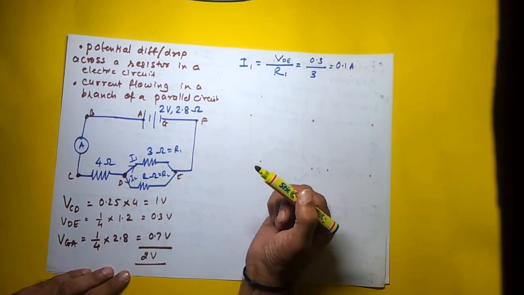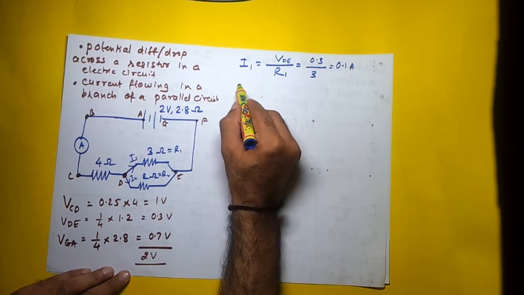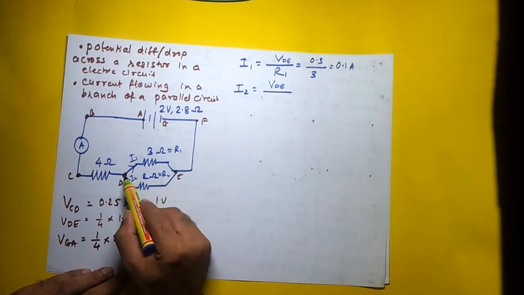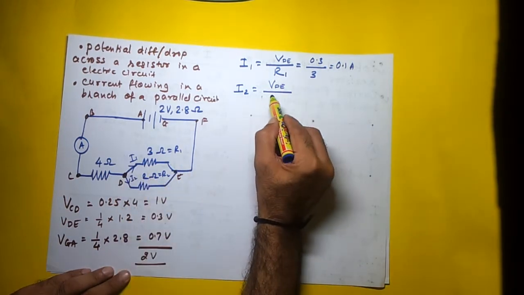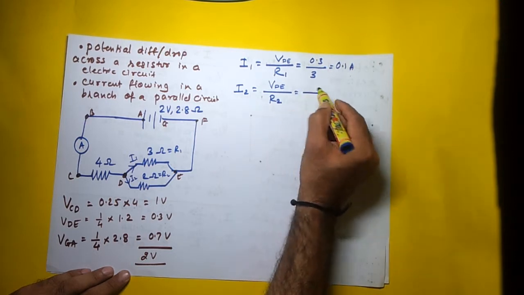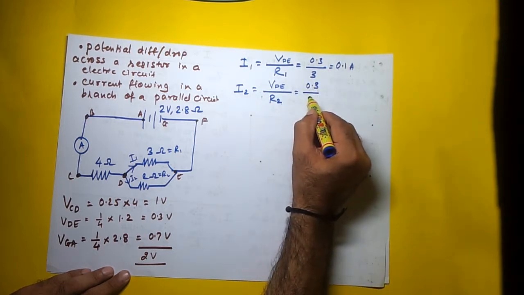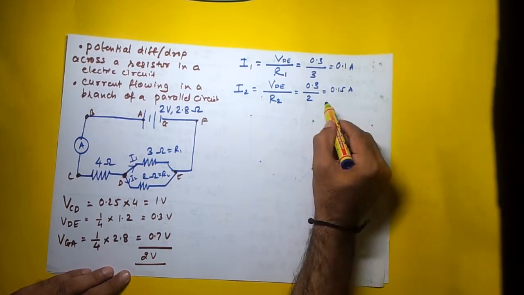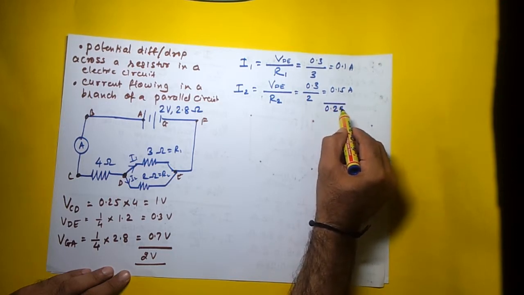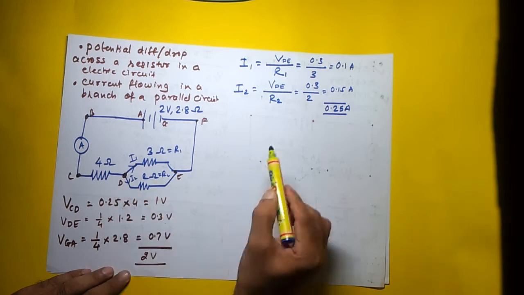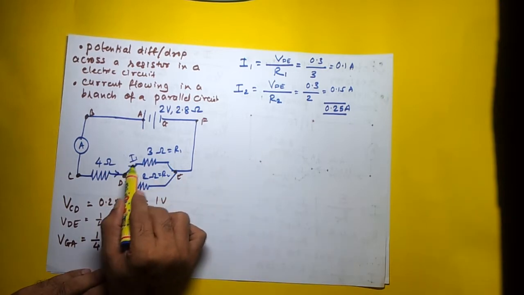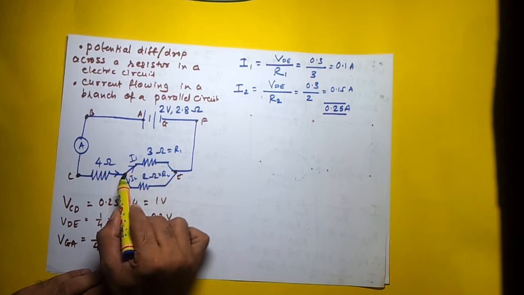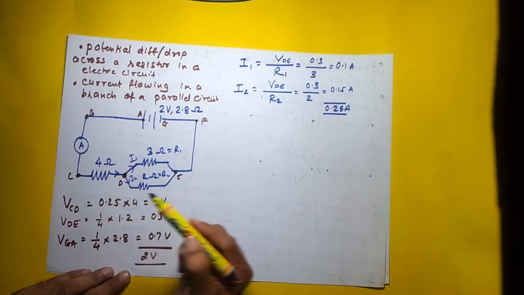That means the current flowing through the 3 ohm resistance is 0.1 ampere. Similarly, I2 will again be VDE, because the 2 ohm is a part of the DE circuit, and the resistance will be R2. This will be equal to 0.3 upon R2, and R2 is 2 ohms. This will be 0.15 ampere. And if I add them up, I get 0.25 ampere. What does this mean? This means that 0.25 ampere current got distributed over here. 0.1 ampere passed through the 3 ohm resistor, and 0.15 passed through the 2 ohm resistor. This is how they got split up.